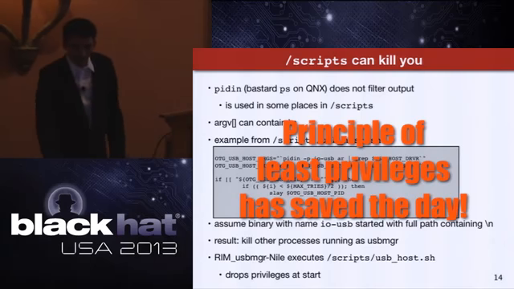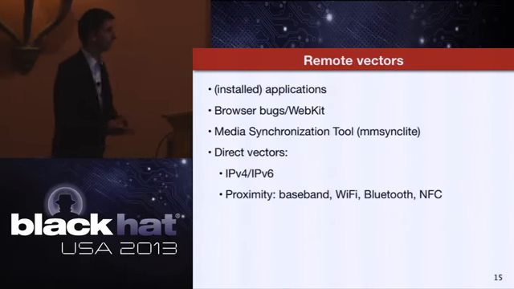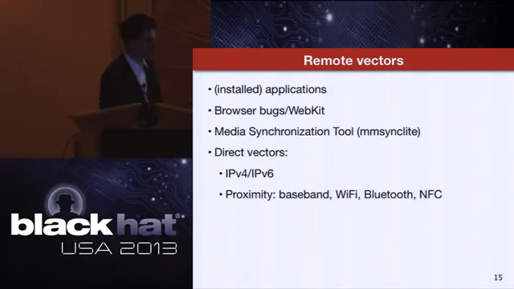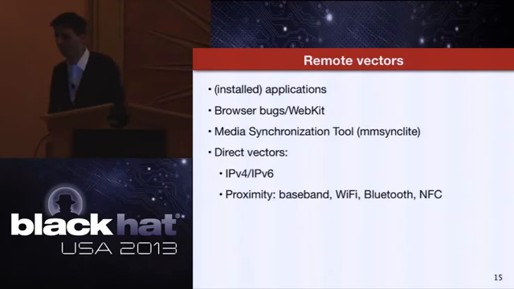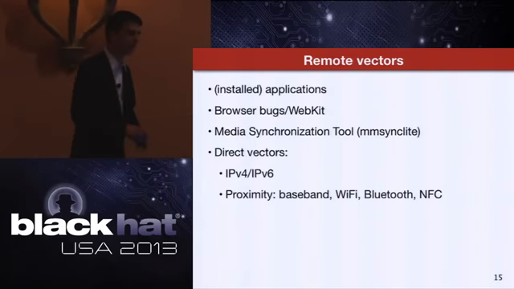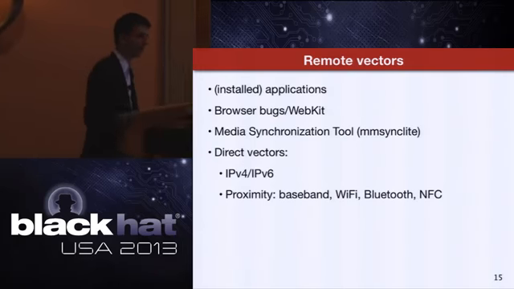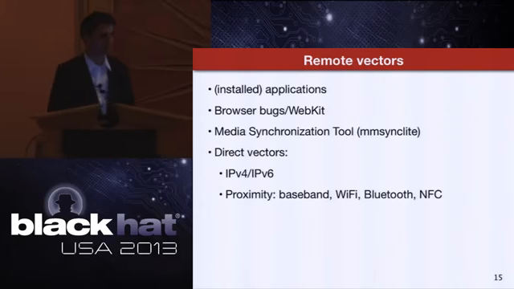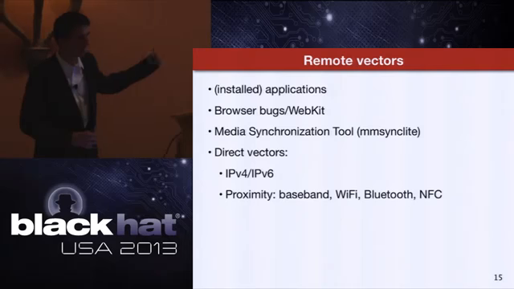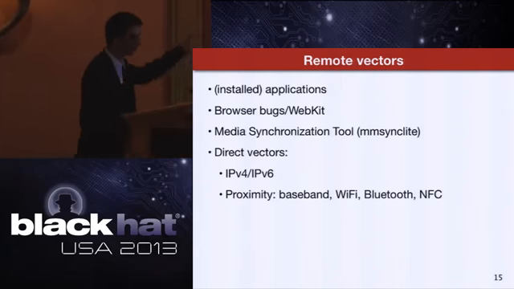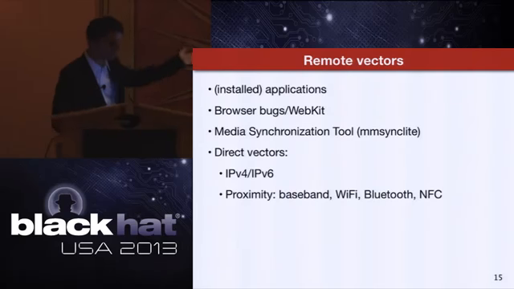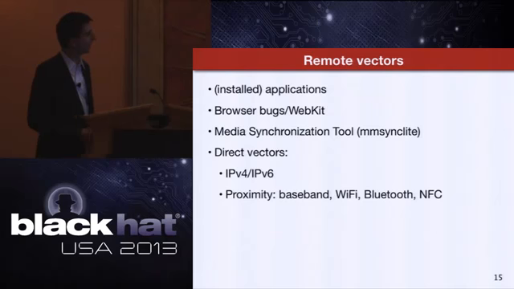Okay, so let's look at the remote vectors. Obviously you have the installed applications, you have browser bugs and WebKit. If you just look at the version of WebKit that they're using on the platform you're attacking, and then you look at trunk, and then you look at all the test cases that are in WebKit trunk for reproduction of various memory corruption vulnerabilities, that way you can easily find something. And they work without problems on that platform. But you need another privilege escalation to make something with that.